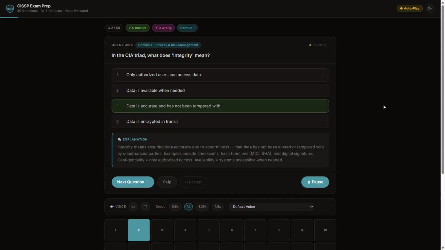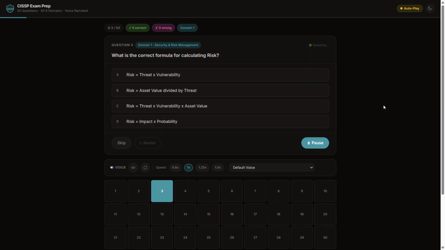Correct answer: C. Integrity means ensuring data accuracy and trustworthiness, that data has not been altered or tampered with by unauthorized parties. Examples include checksums, hash functions, MD5, SHA, and digital signatures. Confidentiality equals only authorized access. Availability equals systems accessible when needed.